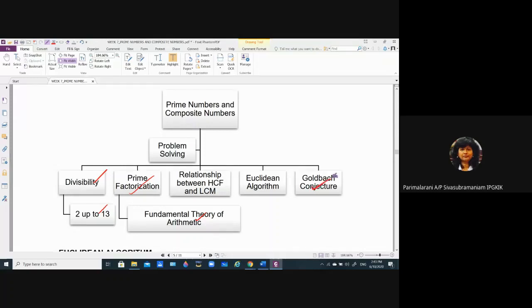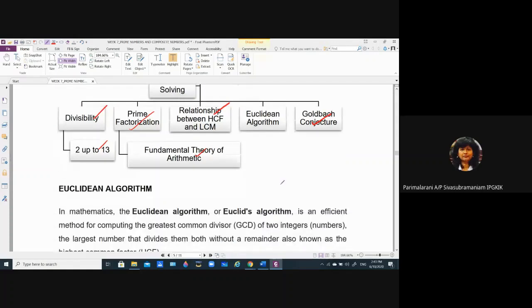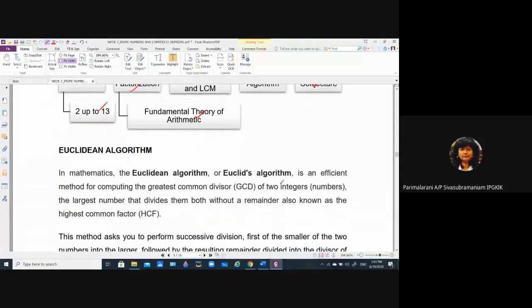Okay, so we have finished this also. So only one left here, Euclidean algorithm. So that is what we are going to do today. Okay, so what is Euclidean algorithm?